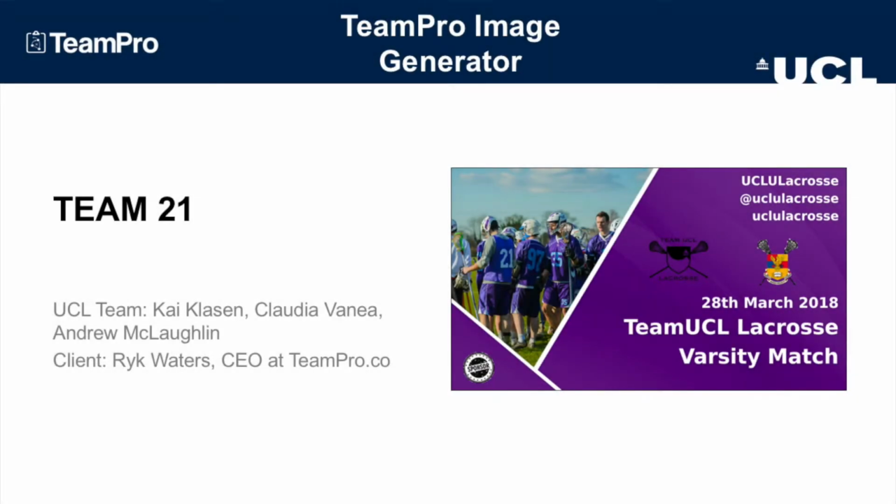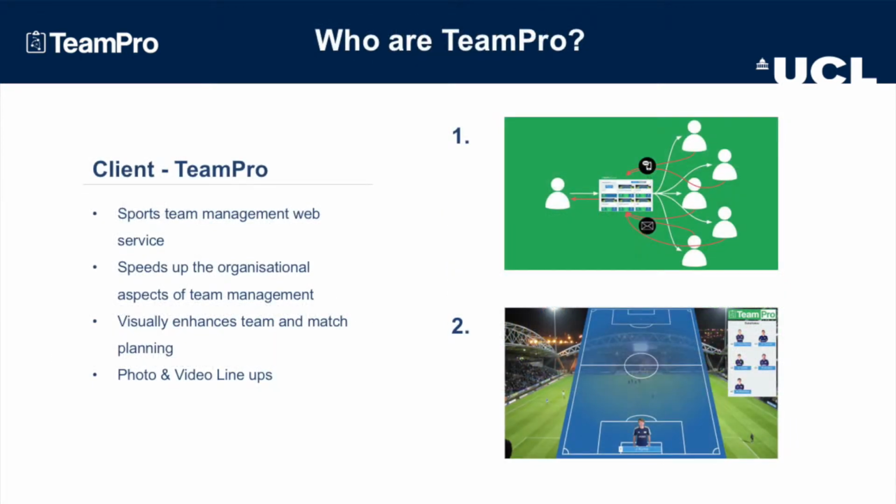We are Team21, producing the Team Pro image generator. Our team is made up of Kai Clarkson, Claudia Vinaya, and Andrew McLaughlin, and our client was Rick Waters, CEO at Team Pro. So, who is Team Pro?